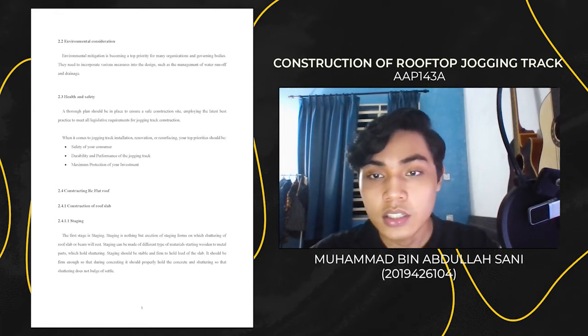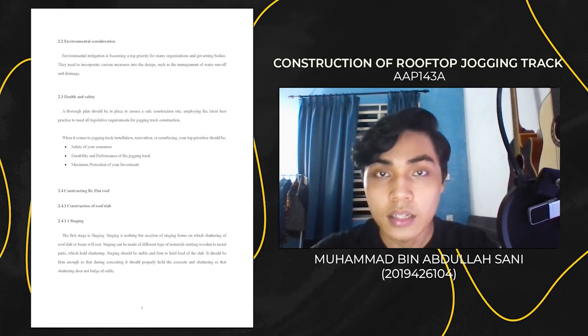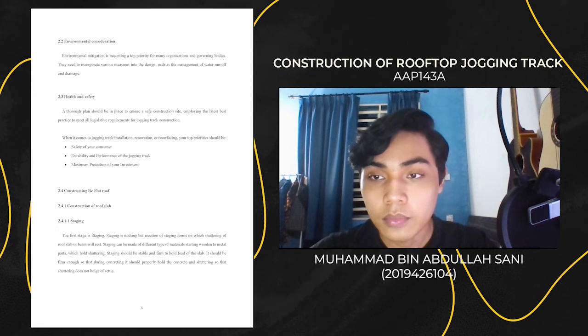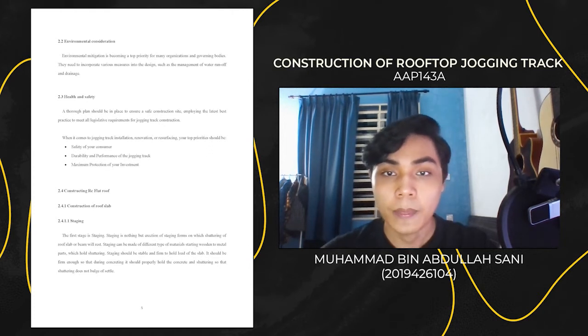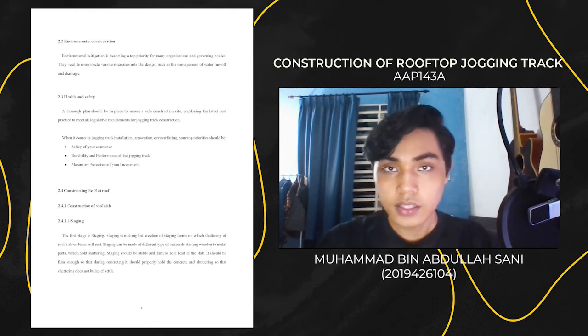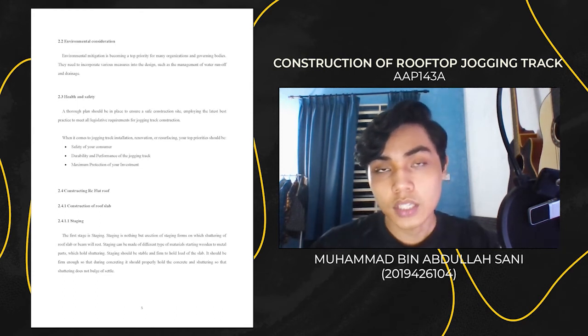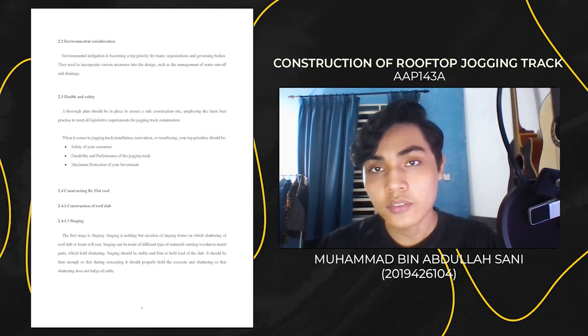Environmental mitigation is becoming a top priority for many organizations and governing bodies. They need to incorporate various measures into the designs, such as the management of water runoff and drainage. Health and safety. A thorough plan should be in place to ensure a safe construction site, employing the latest best practice to meet all legislative requirements for jogging track constructions.